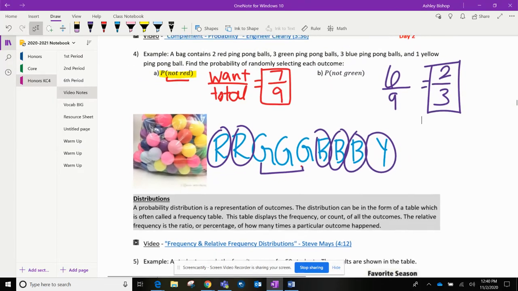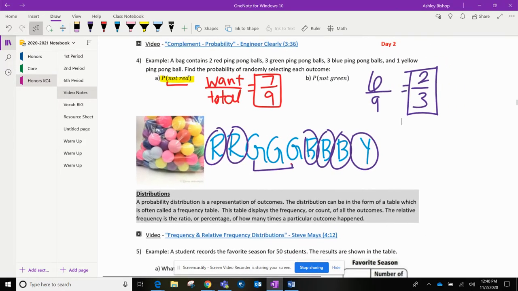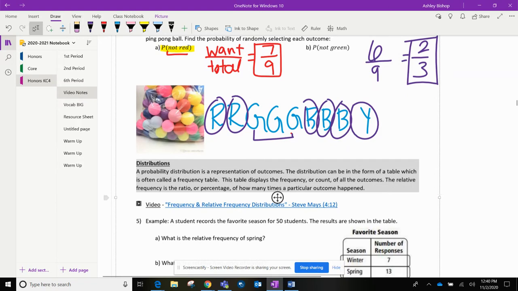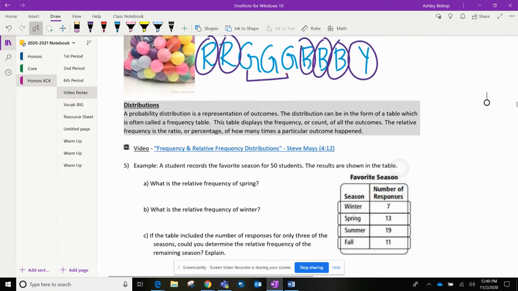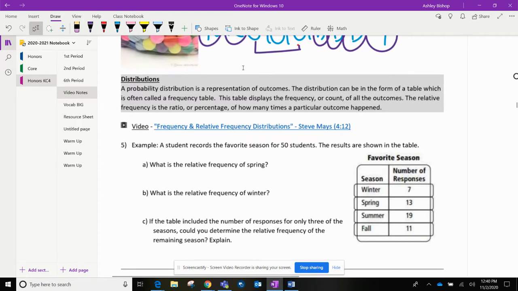So complement is one small thing that we are going to talk about today, and distributions are another. By definition, the probability distribution is a representation of outcomes, and it's usually in the form of a table. So we're going to be using tables. This table is called a frequency table. So how frequent does something happen? And it displays all the outcomes.